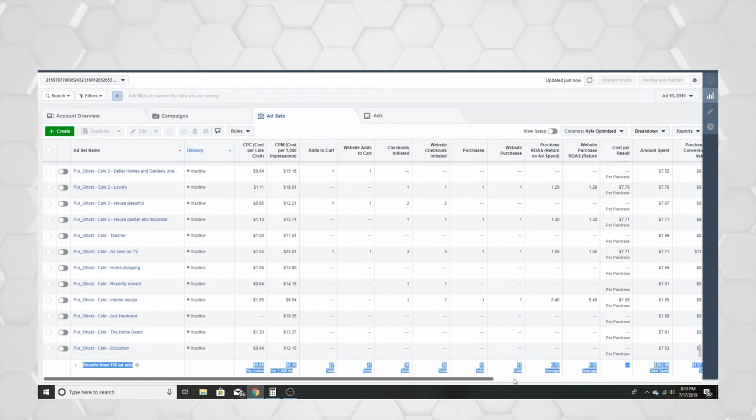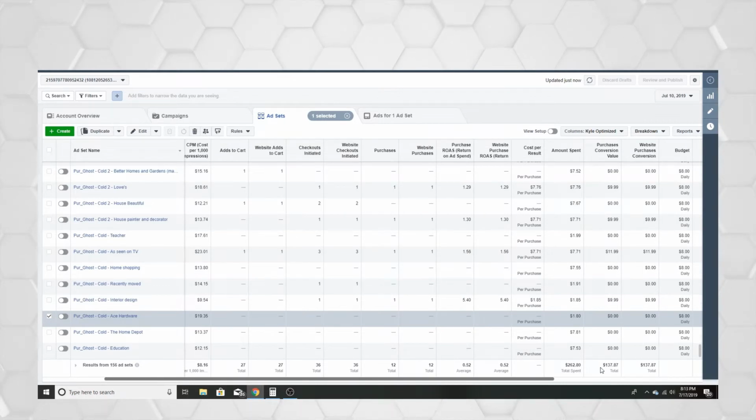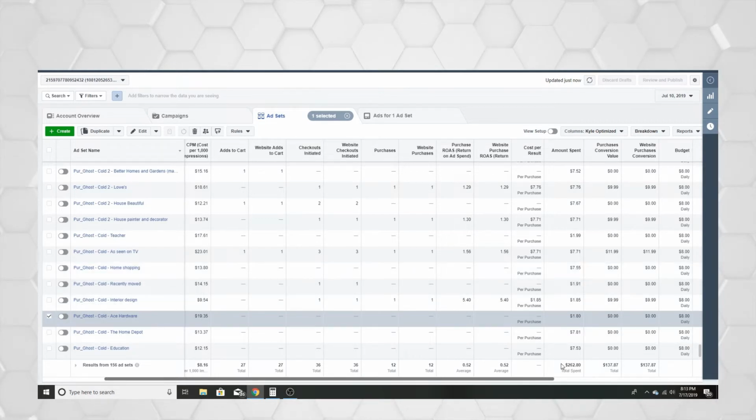As you can see, my ROAS dipped. I spent $262 to make $137. At this point, a lot of people would be discouraged. They would say, maybe this isn't the right product. And maybe they're right. I don't know.